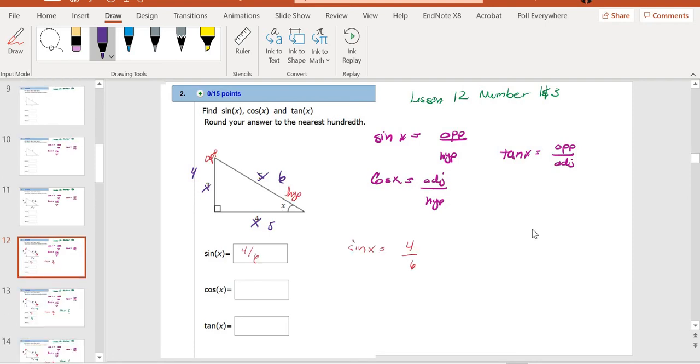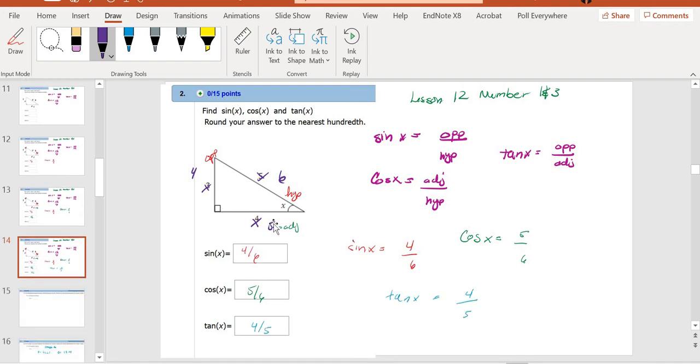So if you just plug the numbers in, opposite over hypotenuse in my case is 4 over 6. Adjacent over hypotenuse is 5 over 6. And opposite over adjacent is 4 over 5. So that's what goes into these slots.